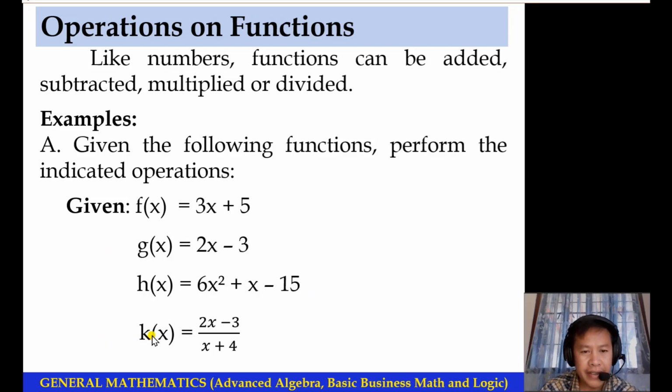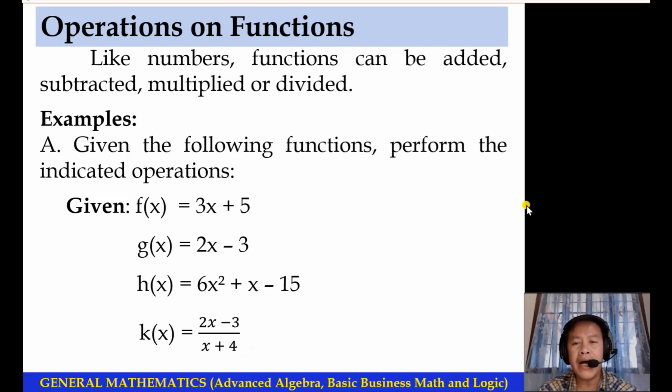And the fourth given function is a rational function. Why rational? Because when we say rational, it is a ratio of two polynomials in which our numerator is a polynomial and this is a linear polynomial, and our denominator is also a polynomial and this is a linear polynomial. If you can see at least one variable in the denominator, that belongs to rational function.